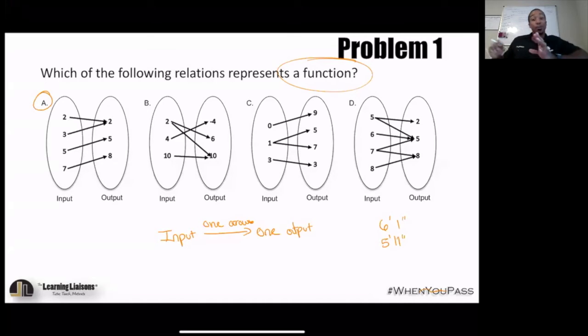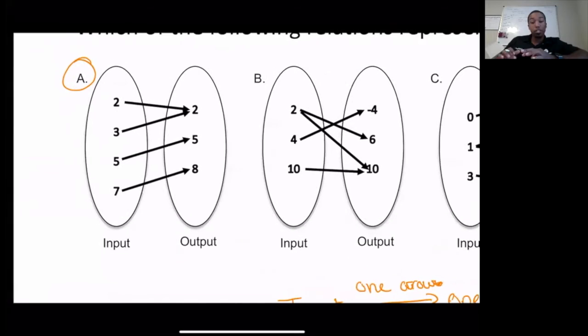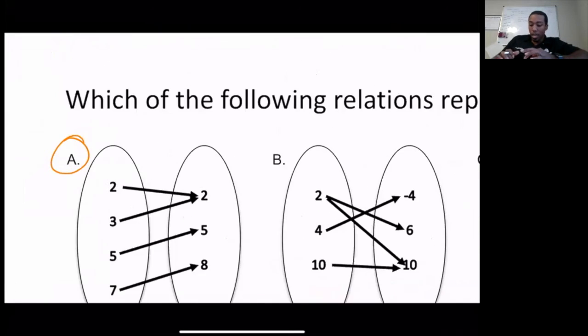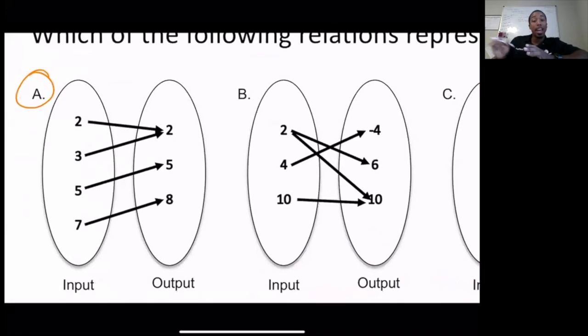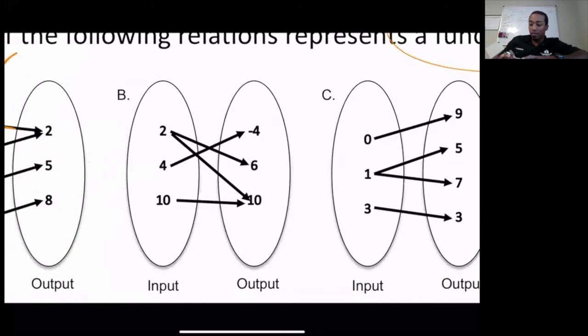So here's the rule. I'm going to show you the next slide with it actually written out. The arrow rule: go for the question that only has one arrow coming out of every input. So we see here, one arrow, one arrow, one arrow, one arrow. That's why answer choice A is correct. Yeah, input is X and output is Y, Nicole.